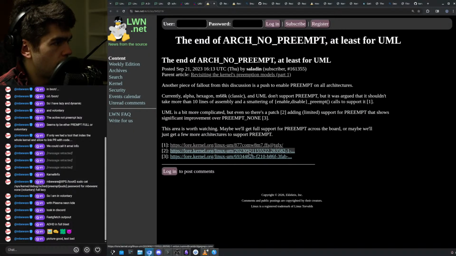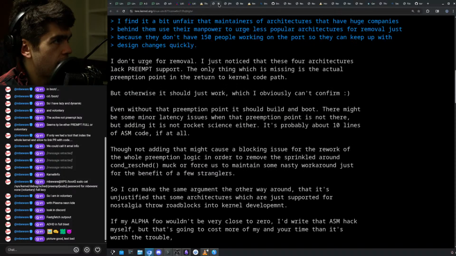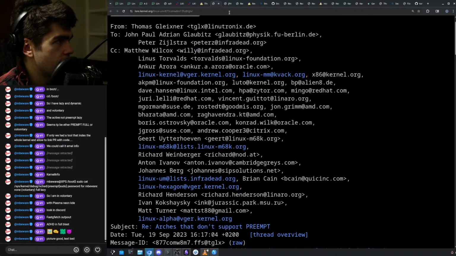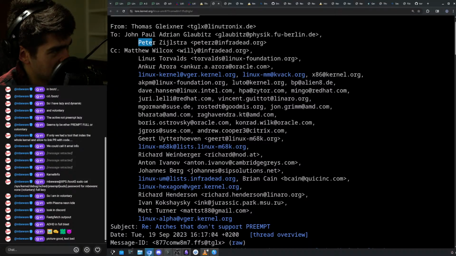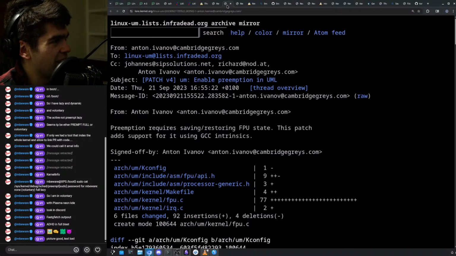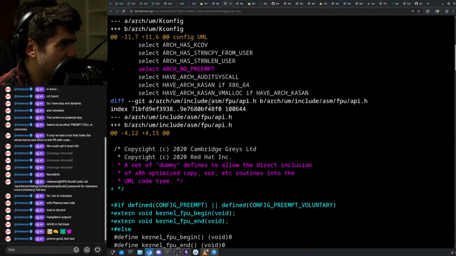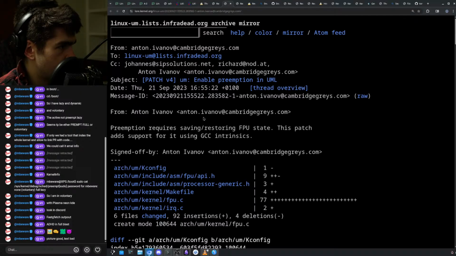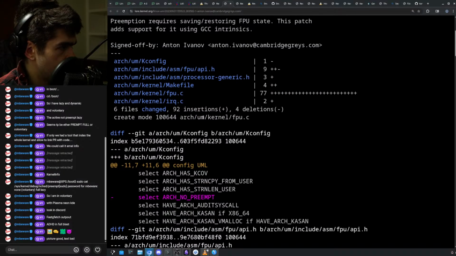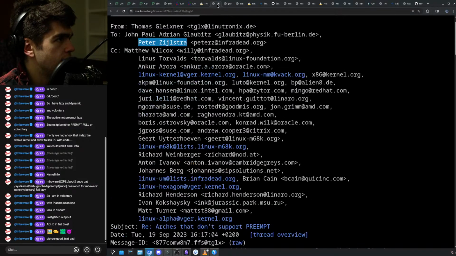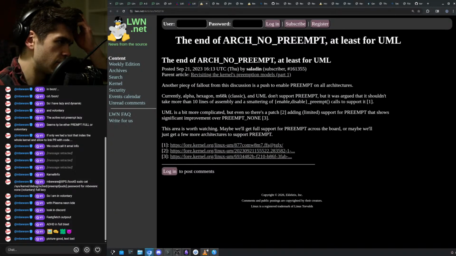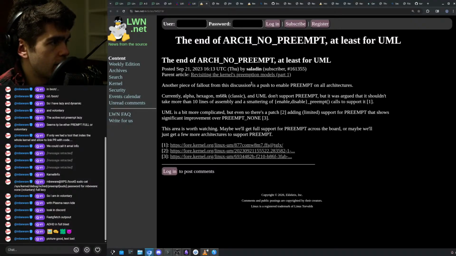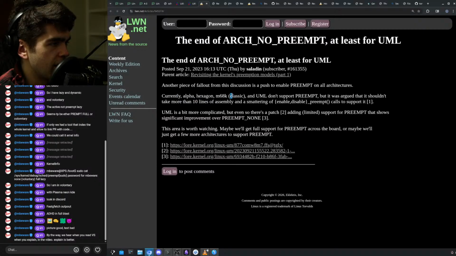Okay, now there's a couple of things that I wanted to yap about in there. Is that Linus, like, we can see Peter is there. He's holding. Oh, really? They added preempt in UML. I didn't read that correctly. Okay, another piece of fallout from this discussion is to push to enable preempt on all architectures. Currently, Alpha, Hexagon, M68K Classic, and UML don't support preempt.